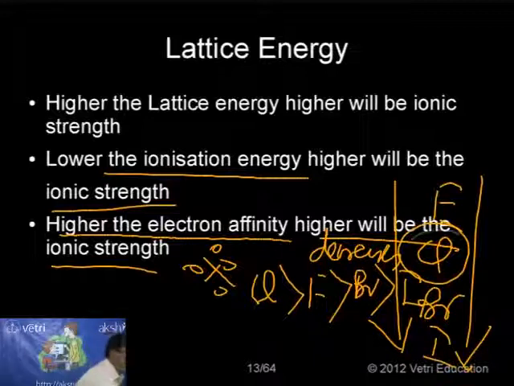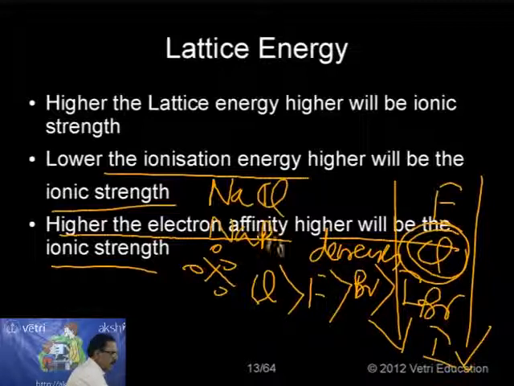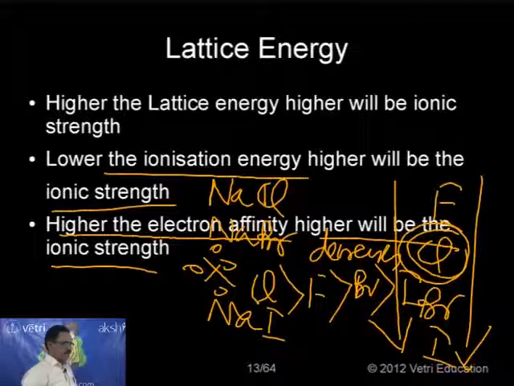Suppose let me take chlorine alone, and you connect it with another idea: the higher the electron affinity, the higher the ionic strength. Now you take a metal in this case. I can compare sodium fluoride, sodium chloride, sodium bromide and sodium iodide. So I can compare the ionic strength in both cases.